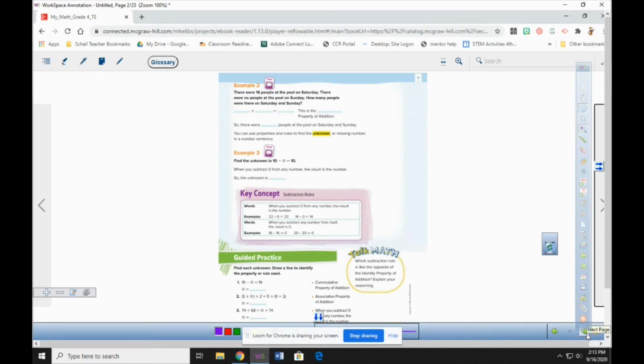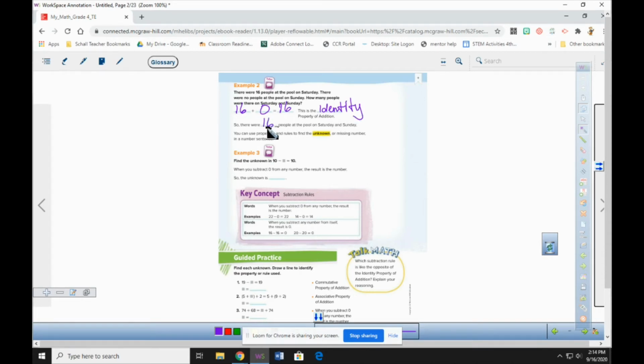Example 2. There are 16 people at the pool on Saturday. There were no people at the pool on Sunday. How many people were there on Saturday and Sunday? So we've got 16 plus 0. 16 plus 0 is still 16. This is the identity property of addition. So there were 16 people at the pool on Saturday and Sunday.